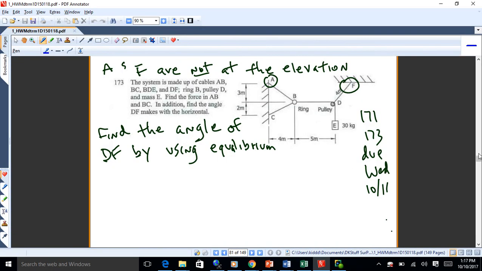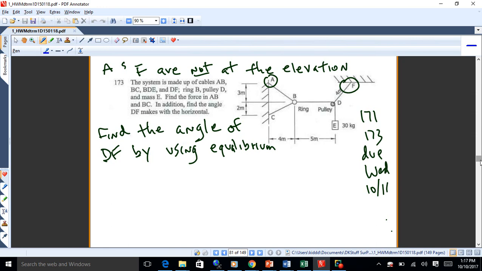All right, so we got 171, 173, and then page 253, which is not a homework. It's not in the homework section. It's a page out of the notes. 253, and then what is it? 182. Okay, that's what we got.